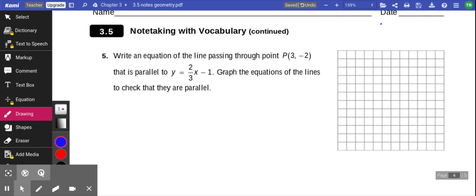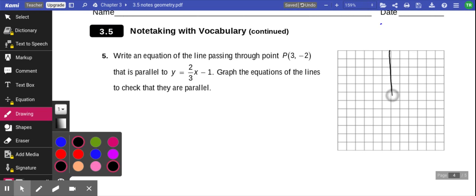So here we want to write an equation of a line passing through that point and parallel to that line. We want to graph the equations of the lines and check that they are parallel. Well, I actually like to graph them from the beginning because I like to have an idea of what's going on. I like to have a visual picture. So here's my x and y axis, right? And I'm going to graph this line.